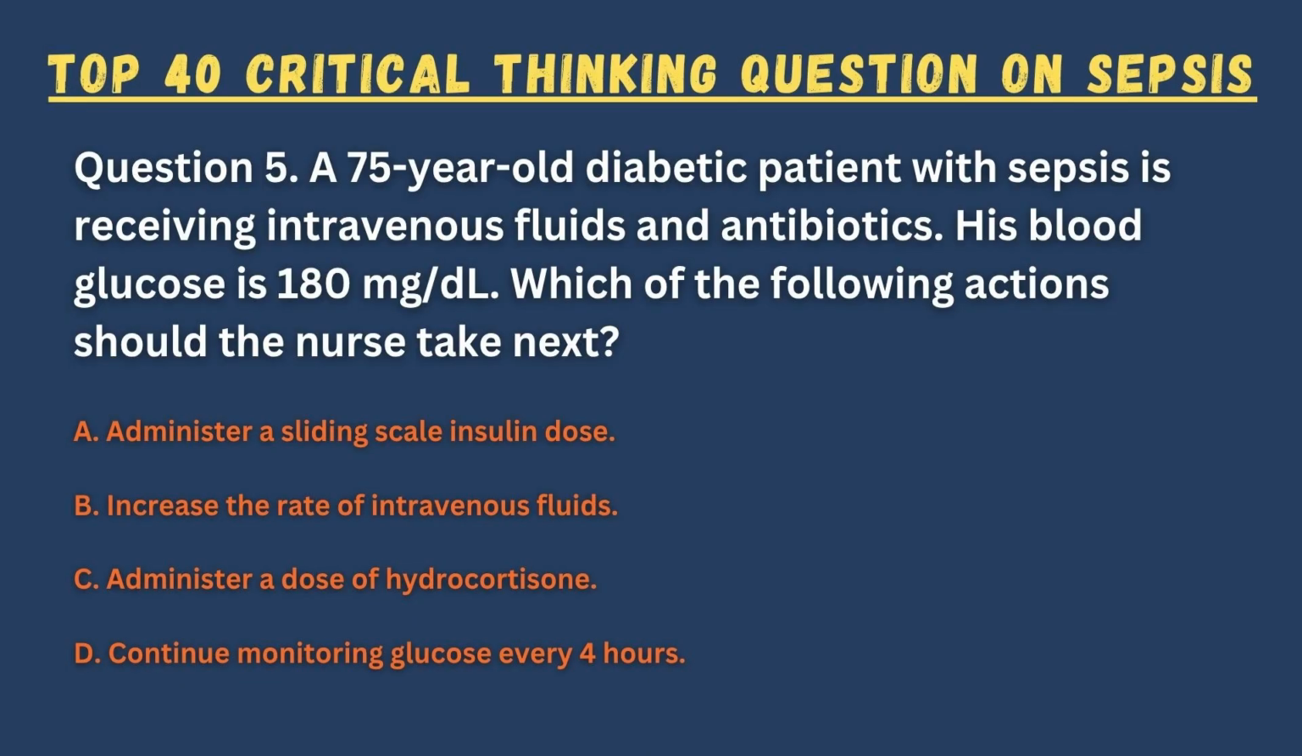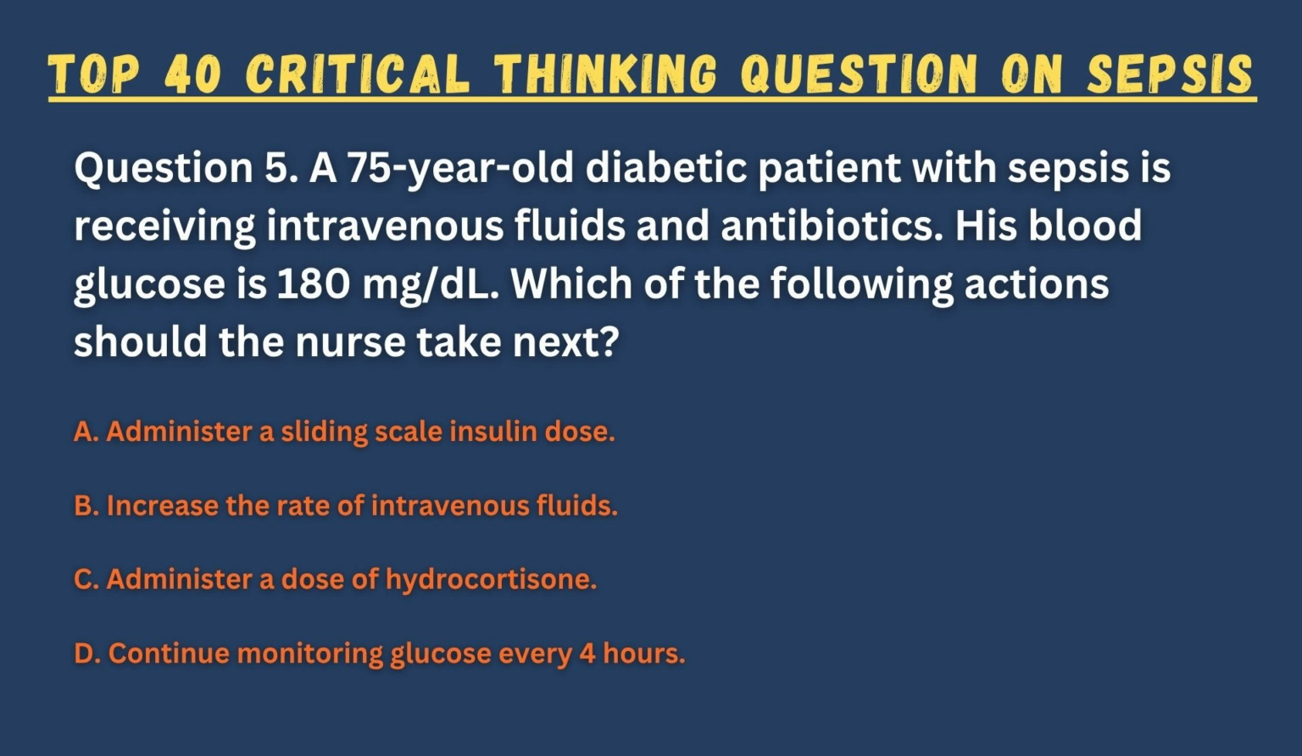Question 5. A 75-year-old diabetic patient with sepsis is receiving intravenous fluids and antibiotics. His blood glucose is 180 milligrams per deciliter. Which of the following actions should the nurse take next?